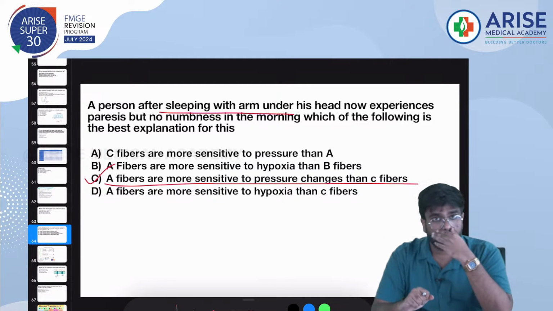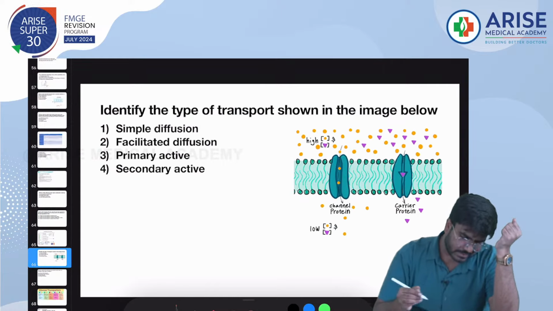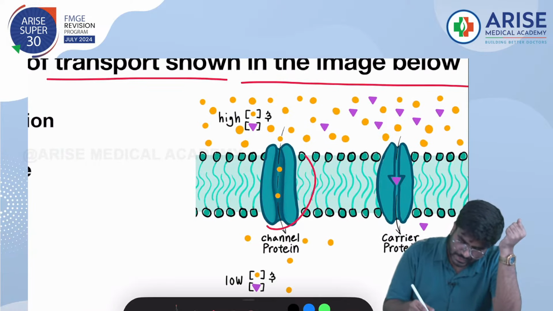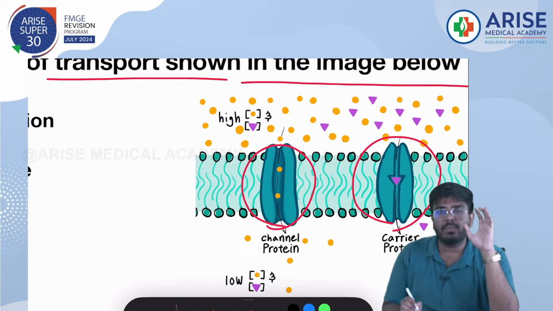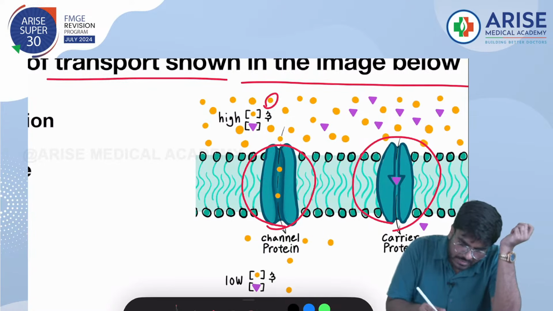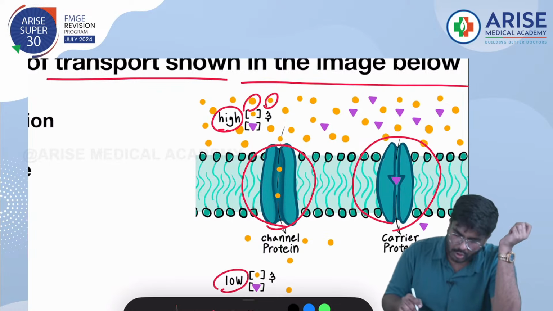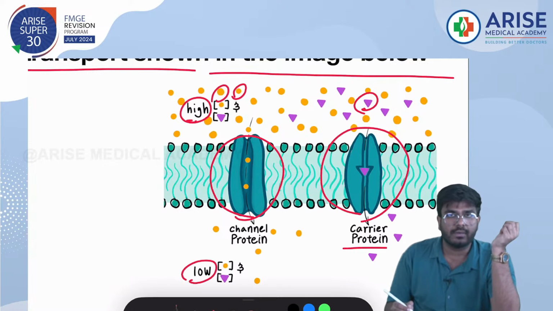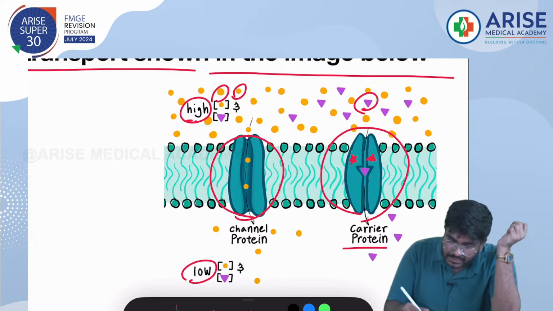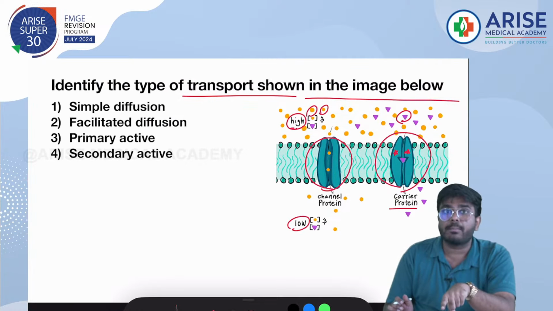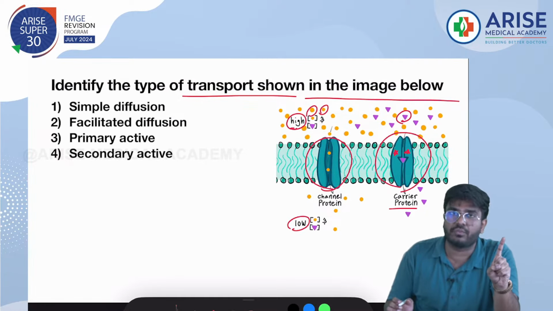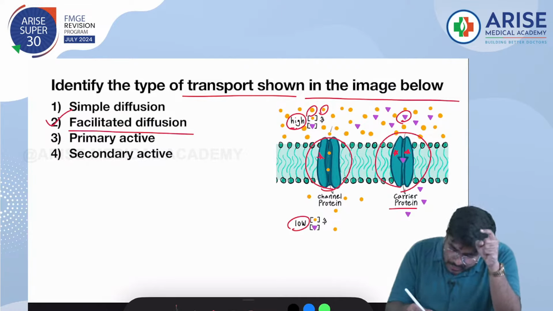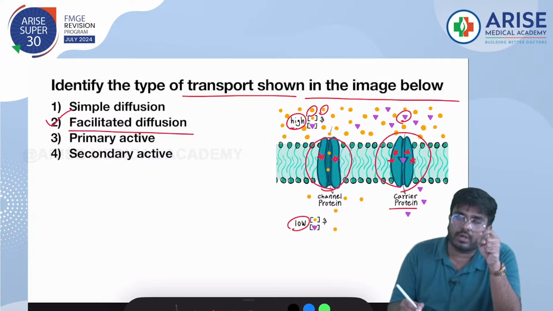Next, identify the type of transport shown in the image below. In this image, it's very clear that with the help of a carrier protein or carrier channel, the substances are moving from high concentration to low concentration. But a protein is helping in this process. So this is diffusion, but facilitated diffusion. This is not simple diffusion. This is facilitated diffusion because protein channels are involved.